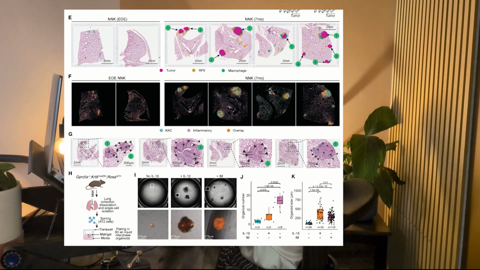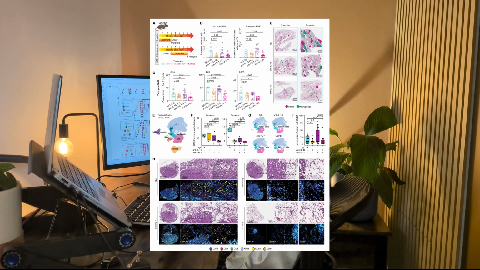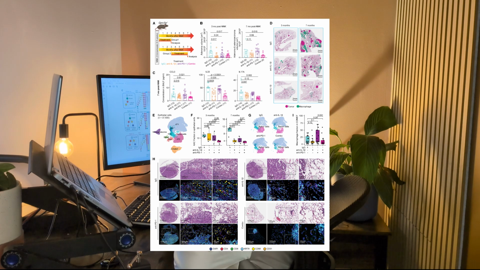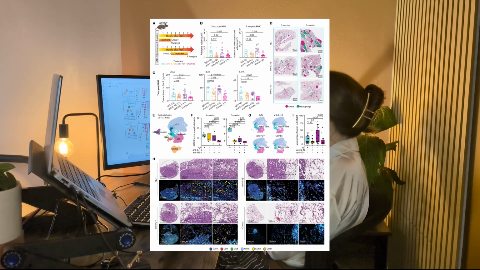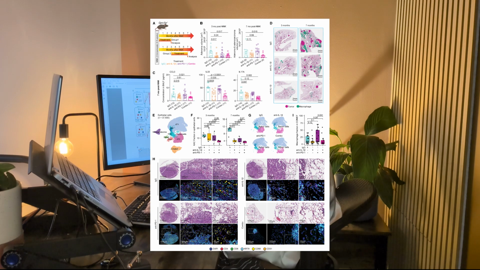Figure 6 demonstrates that IL-1 beta-driven inflammatory niches are not just spatially associated with early LUAD, they cause alveolar progenitors to expand and transition towards tumour identity. So here's figure 7. It asks the key translational question: if IL-1 beta-driven inflammatory niches promote early tumour development, can blocking the signal actually intercept disease?